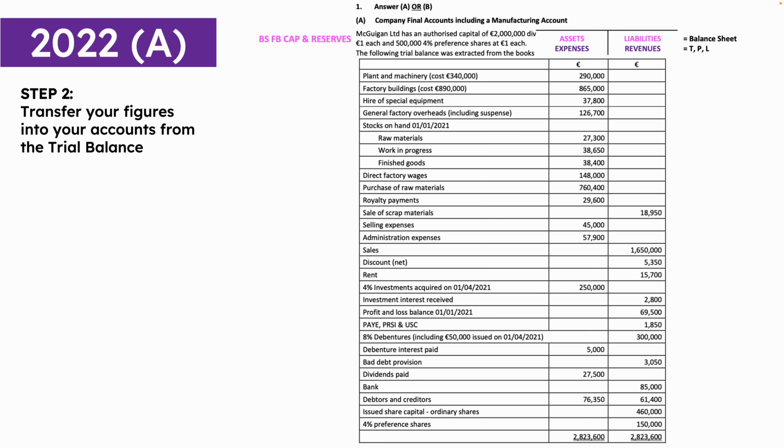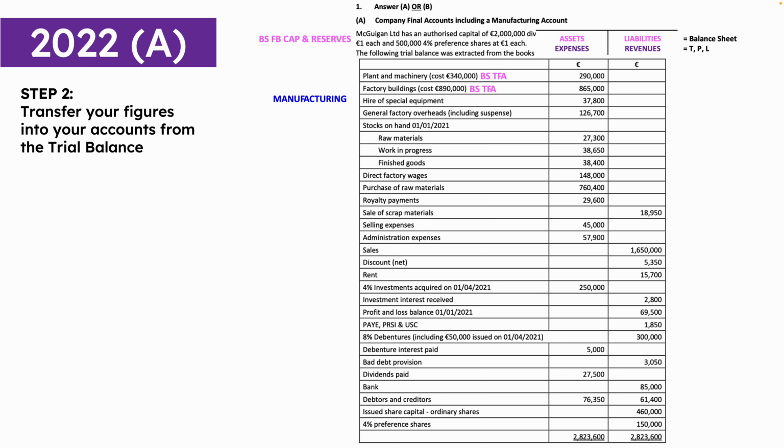It's important to also note that the assets and expenses are on the debit side of the trial balance and that liabilities and revenues are on the credit side. There's a couple exceptions to that rule, which I'll show you when we get to that point. Okay, so just looking at where everything else goes, our plant and machinery will go into the balance sheet tangible fixed assets, factory buildings, same place.